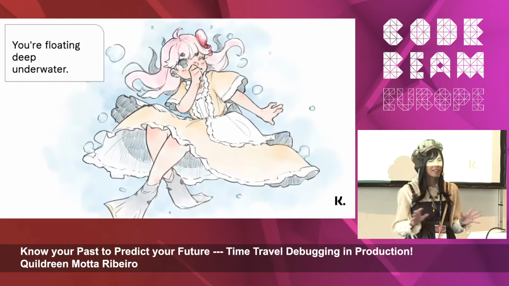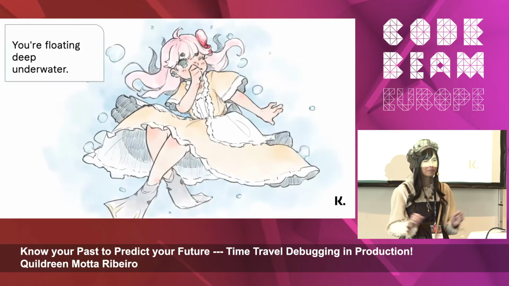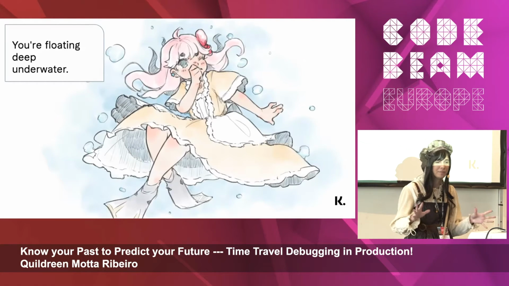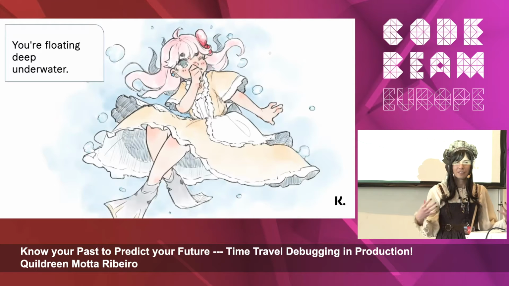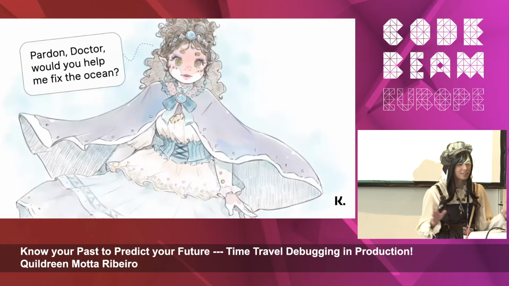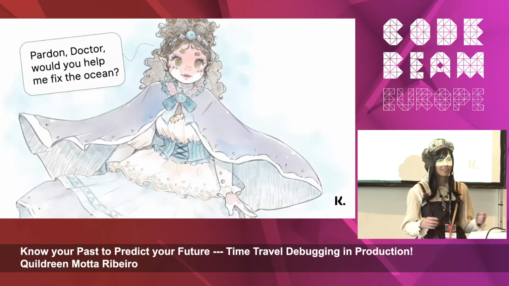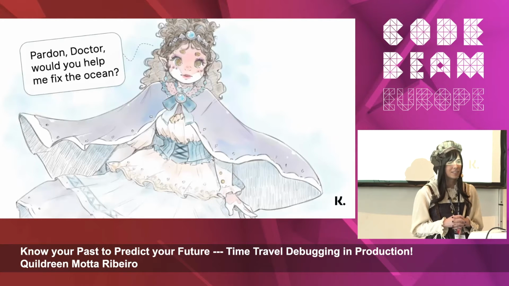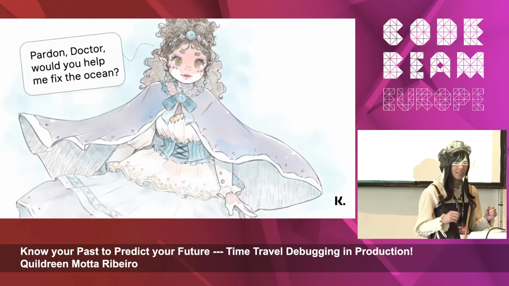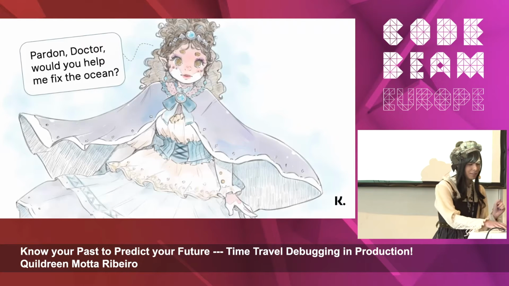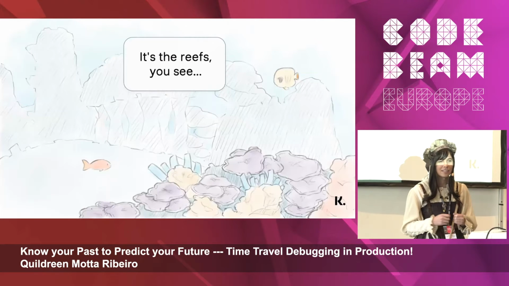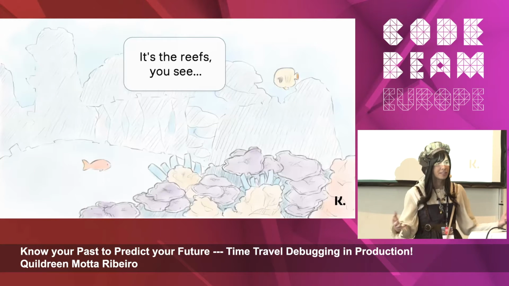So in the dream, you're floating deep underwater, and you don't have scuba equipment, but it's not like your lungs are crushing or anything. But you hear someone say something from behind you, and you turn around to see this very regal woman, and she's like, "Pardon, doctor, could you help me fix the ocean?" You don't understand. You turn around to where she's pointing anyway, and she's like, "Are you seeing the reefs?"